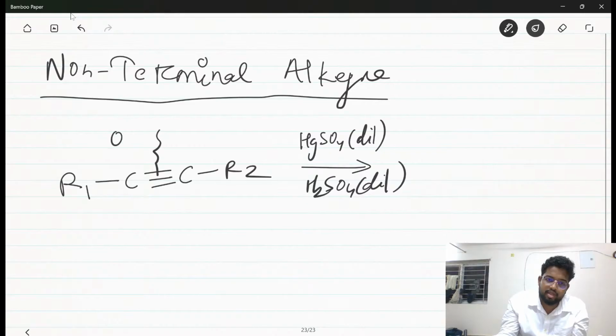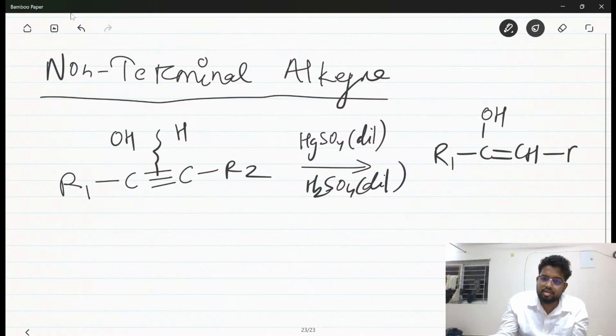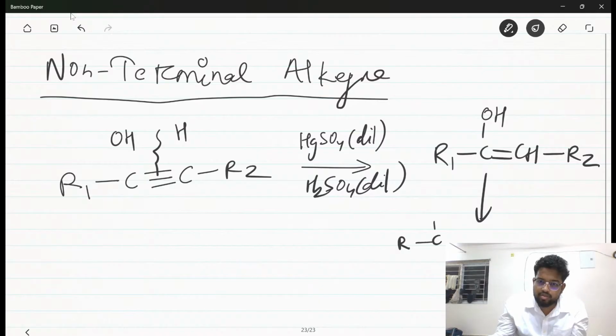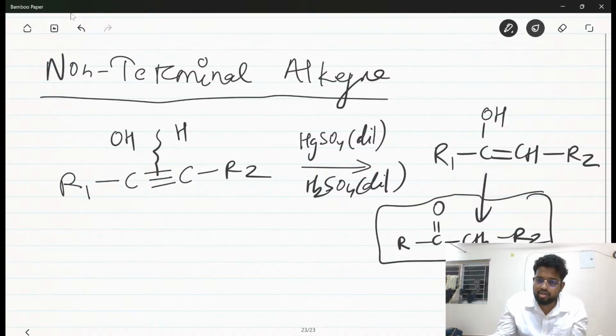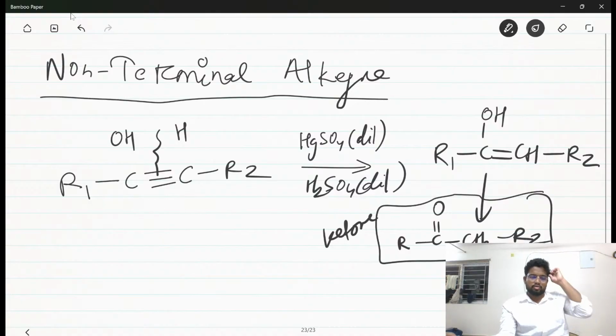First this bond will break: OH H R1 OH double bond CH R2. Then what would be the product here? I am writing it upwards. R1 keto-enol tautomerism, C double bond O CH2 R2. This is your ketone. Product is again a ketone.